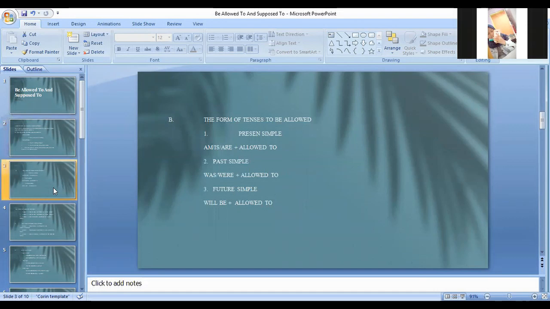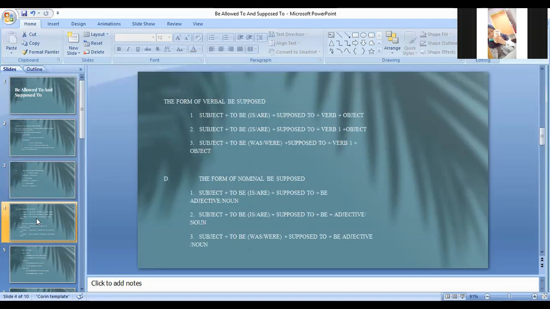The forms of tenses of be allowed to. One, present simple: am, is, or are plus allowed to. Two, past simple: was or were plus allowed to. Three, future simple: will be plus allowed to.